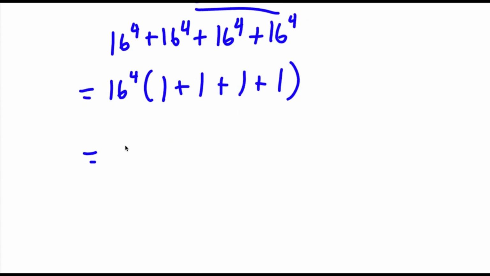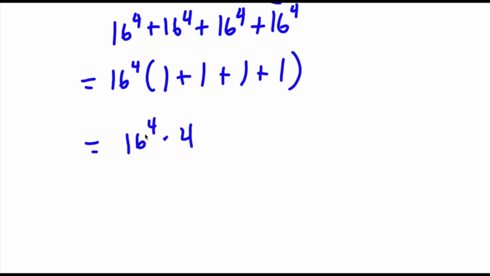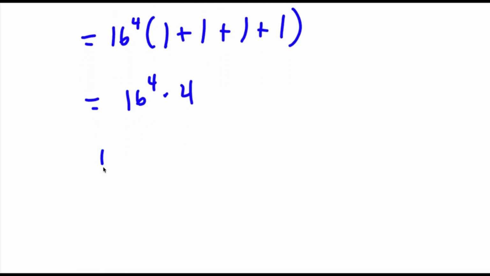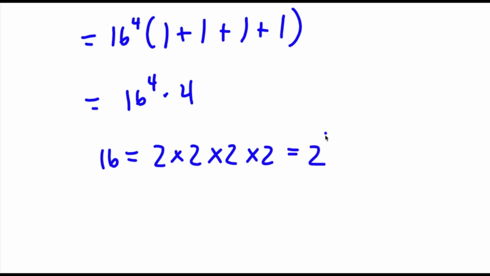Now, if I simplify from the parentheses, I get 16 to the power 4 times 1 plus 1 is 2, 2 plus 1 is 3, 3 plus 1 is 4. So I have 16 to the power 4 times 4. Now 16 here is equal to 2 times 2 times 2 times 2. And 2 multiplying by itself 4 times, that's the same thing as 2 to the power 4, right? Meaning 16 is the same thing as 2 to the power 4.